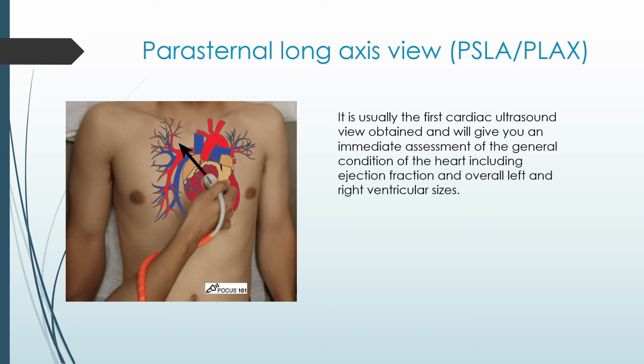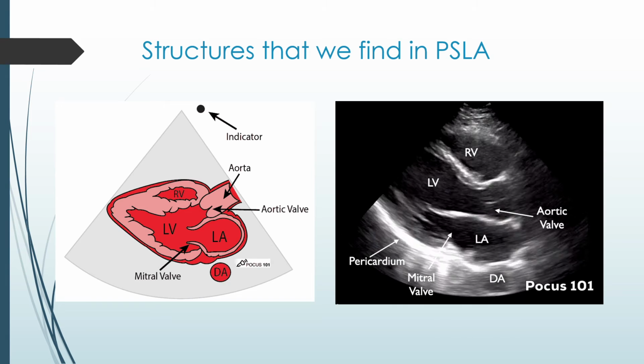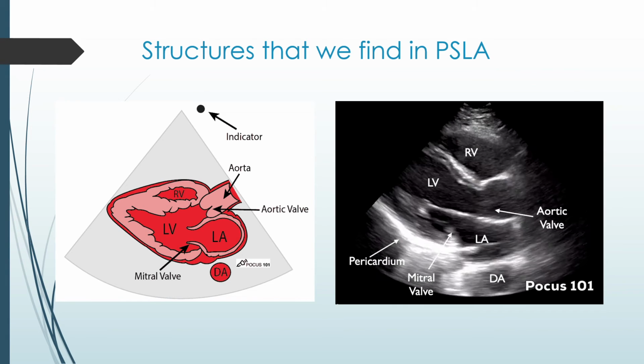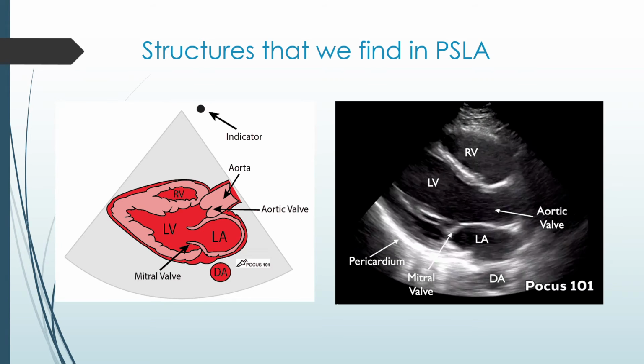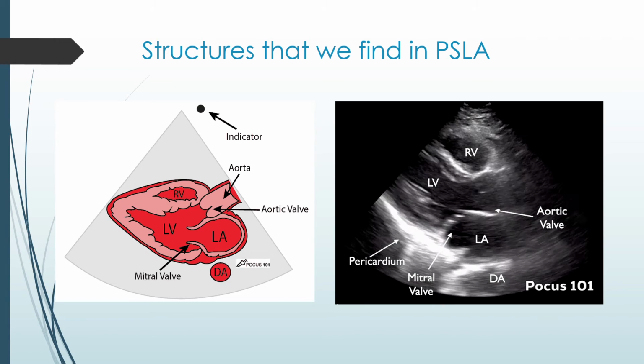So in here in the picture you can see that the probe marker is pointed toward the patient's right shoulder, and we're supposed to place the probe at the fourth intercostal space, which is approximately the nipple line for males, and for females it's the inframammary fold to the sternum. The structures that we find in PSLA are just the normal structures like the right ventricle, left ventricle, right atrium, aortic valve, mitral valve, aorta, the descending aorta.